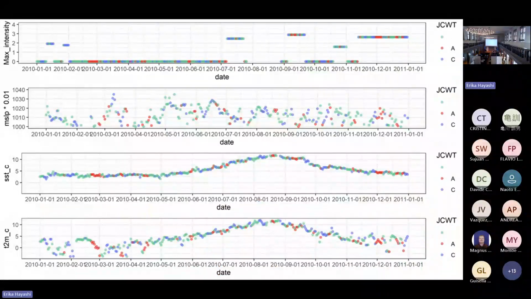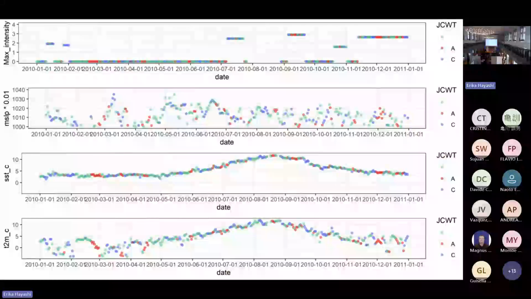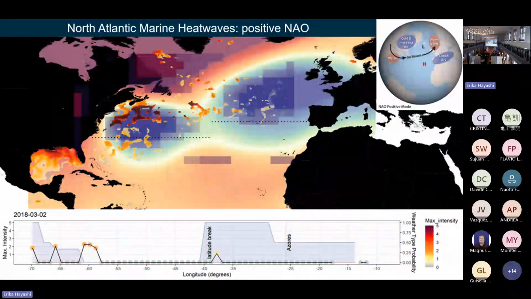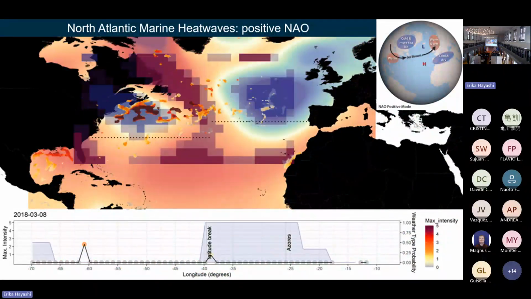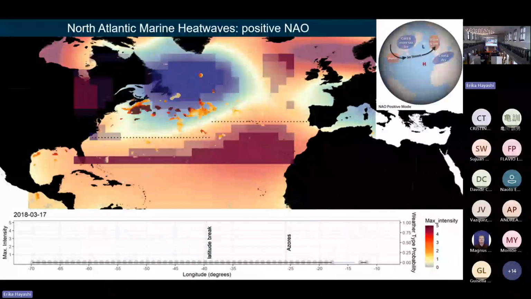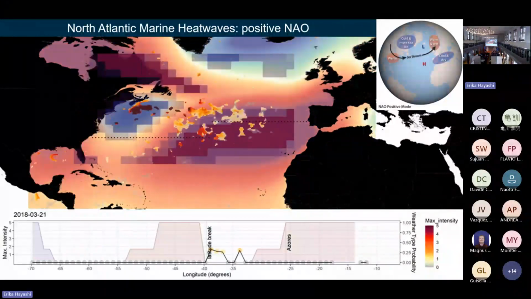Now, this is an example of the time series: the blue is the cyclone passing by, the red is the anticyclone, and the green is all that remains. You can see that it's kind of random. Now, if you look again at the 2018 marine heat wave development, and look below, you can see that the high pressure system is more stable. It is kind of stuck there.